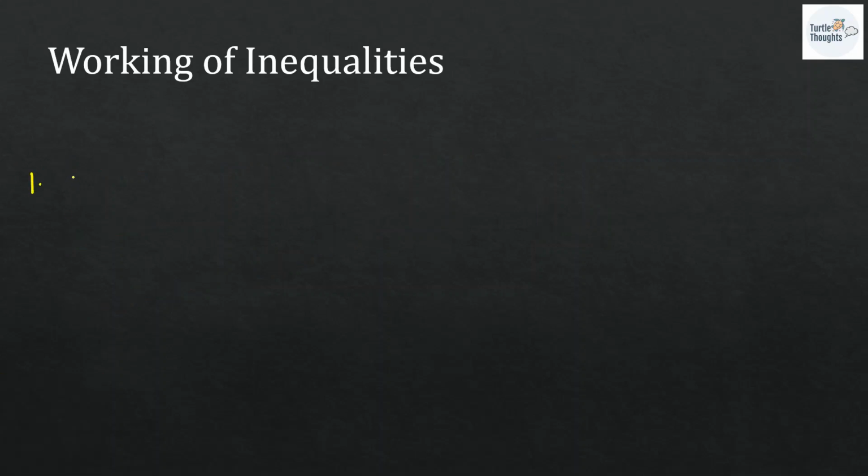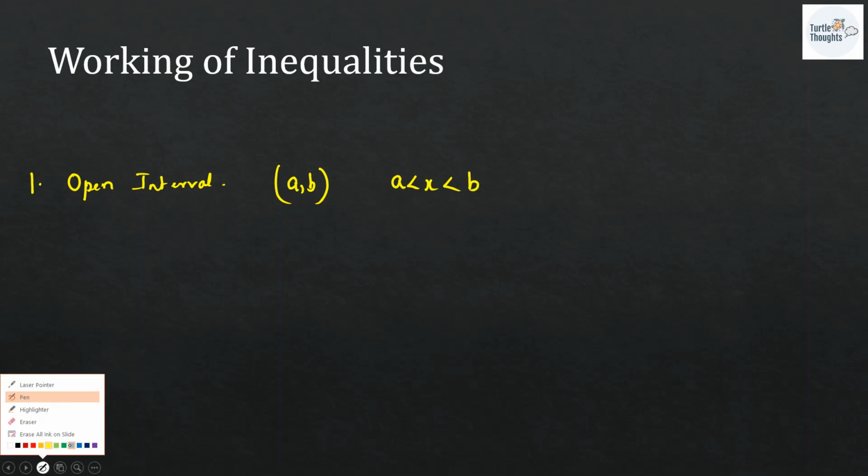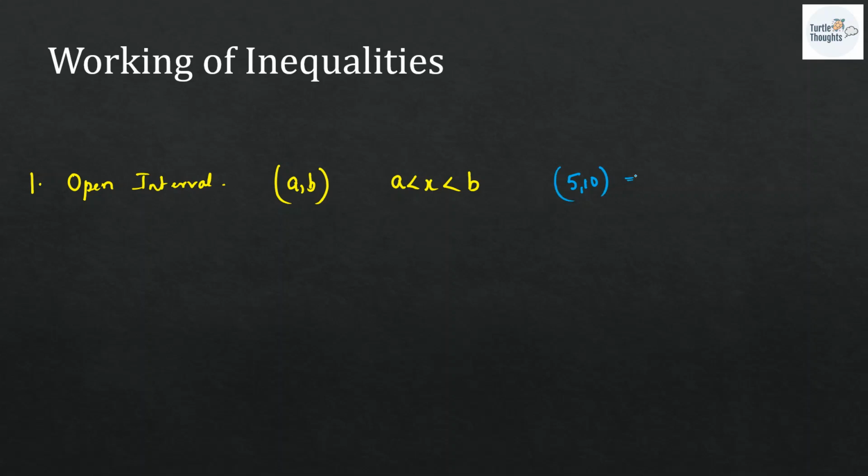Let us start with an open interval. If I have an open interval (a, b), what does this actually mean? This means that I can take any value of x which is in between a and b. Let me give you a numerical example. If I write down 5 and 10, here I can consider the elements 6, 7, 8, 9. This is what it means if I write (5, 10) as an open interval.